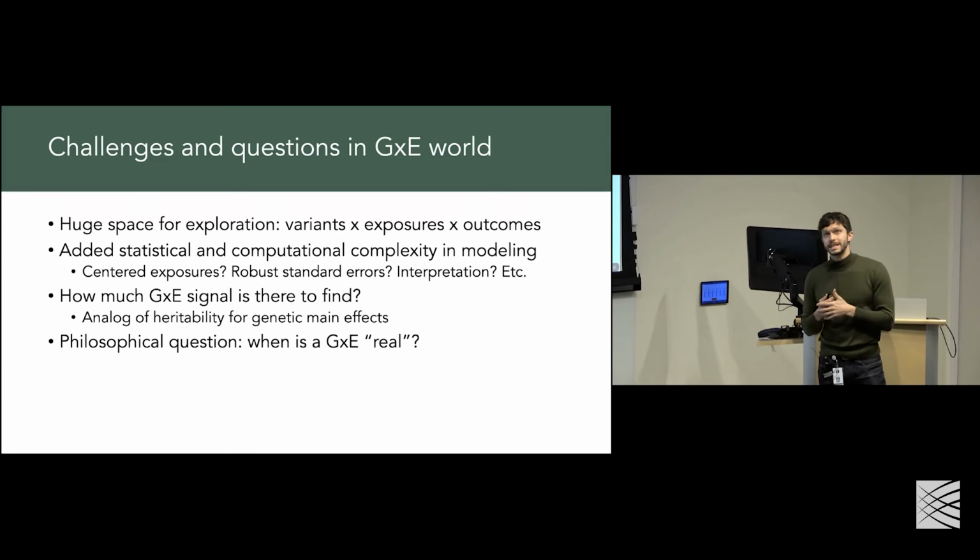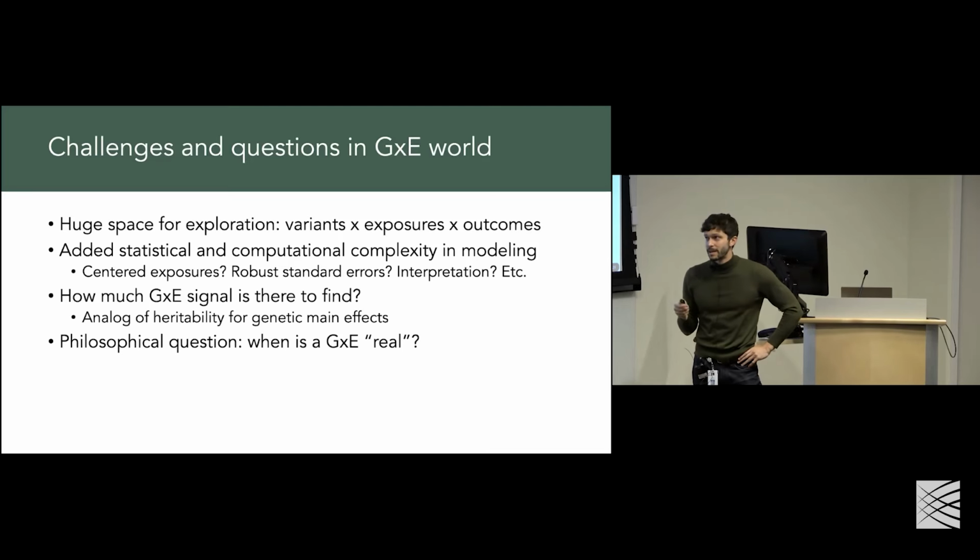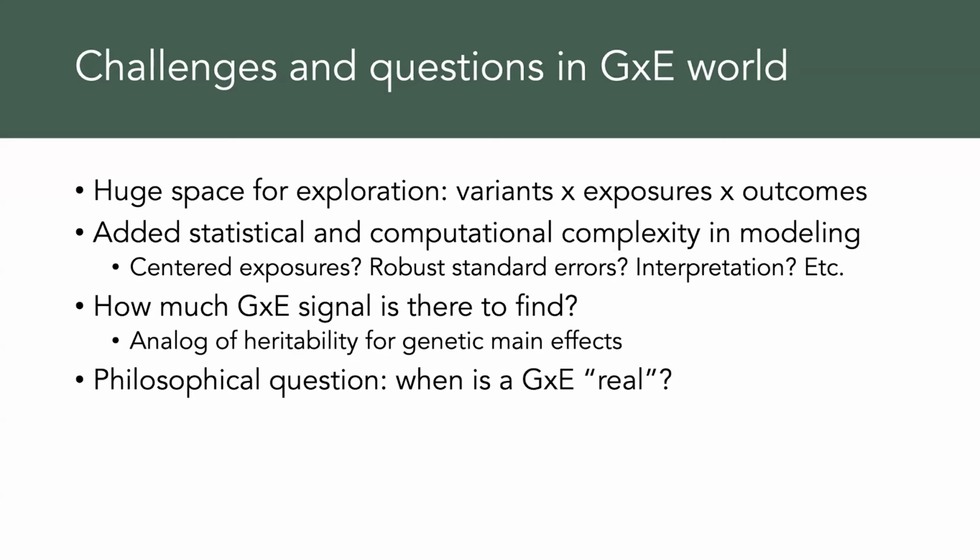There is also added statistical and computational complexity in modeling. We won't talk much about that today, but there are all sorts of additional considerations that you don't necessarily have to think about for standard genetic tests that become relevant. I'm just listing a couple here. Do we want to use robust standard errors? Do we center the exposures? And if so, how does that change the interpretation of the different estimates from this model?